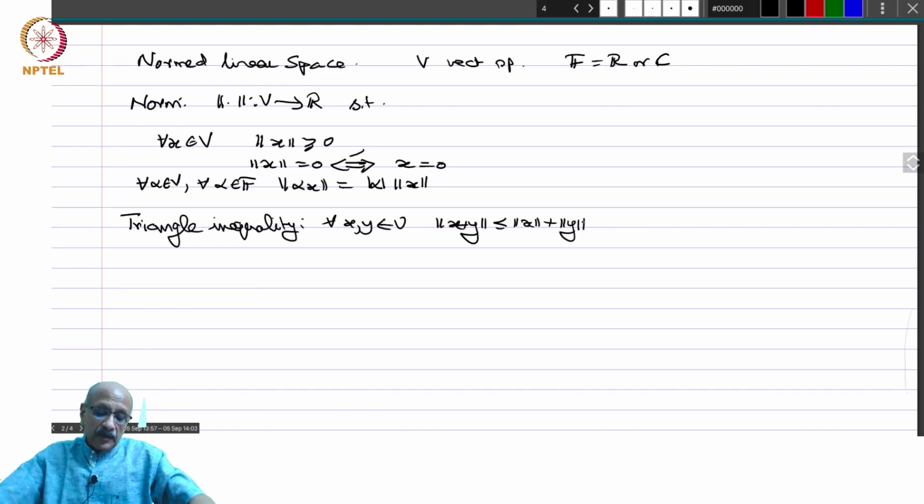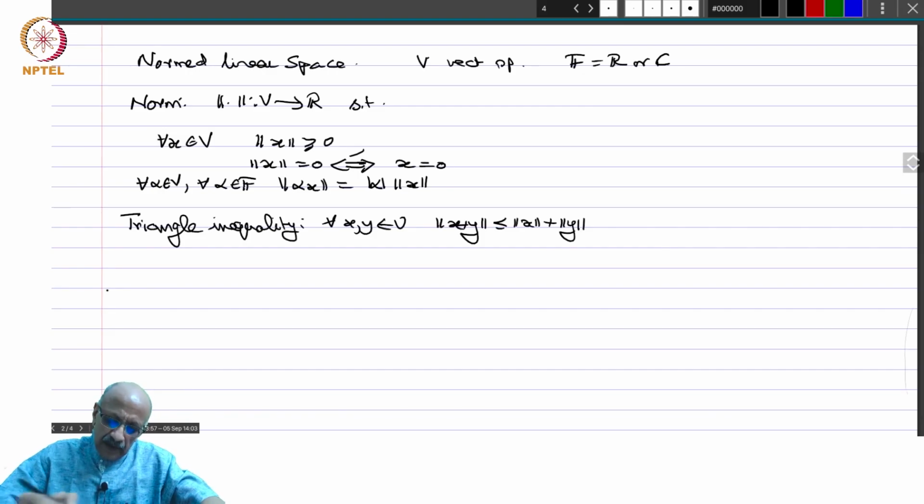So whenever we are confronted with the problem of verifying whether a given function defines a norm or not, the first three properties will be more or less obvious, and most of the effort, if any, would go in verifying this last statement, namely the triangle inequality. So a vector space with a norm would be called a normed linear space.